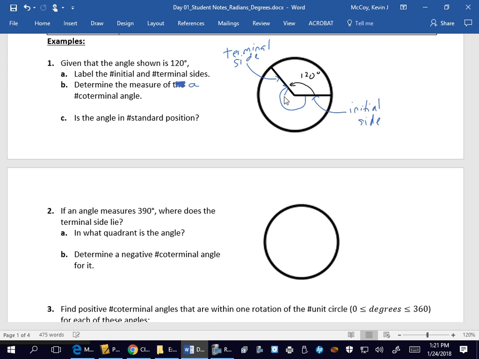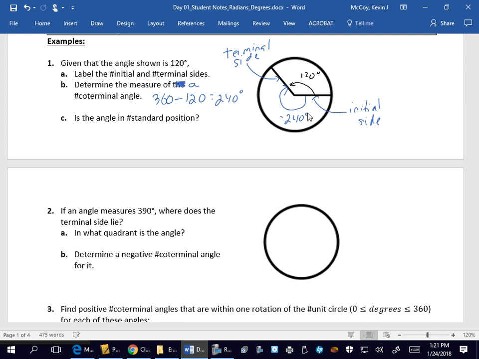Well, if we know that the entire circle is 360 degrees, and I know that the piece up here, which was my positive angle, is 120, then really all I have to do is subtraction. 360 degrees minus the 120 would give us 240 degrees. But that 240 degrees went in the clockwise direction, so it actually needs to be a negative 240 degrees. That would be the coterminal angle there.